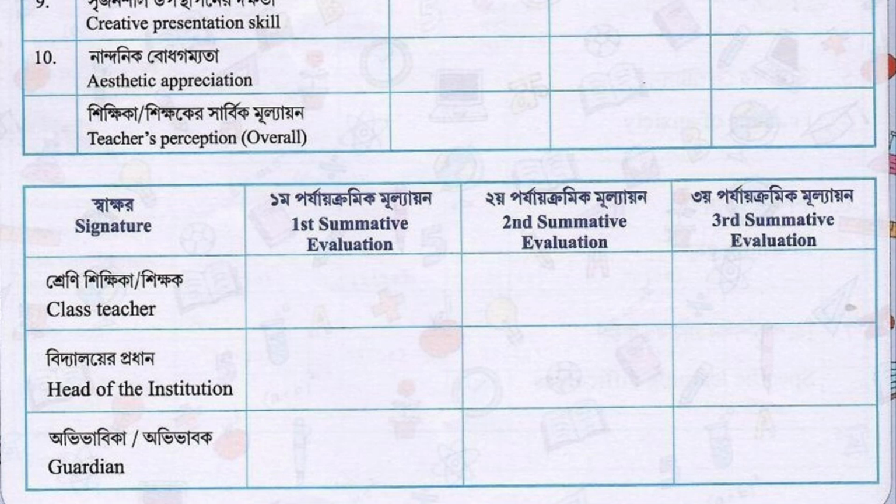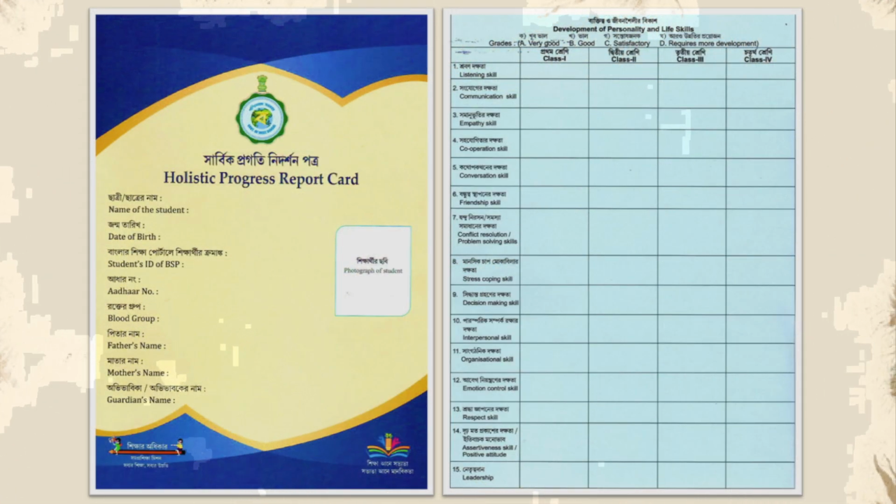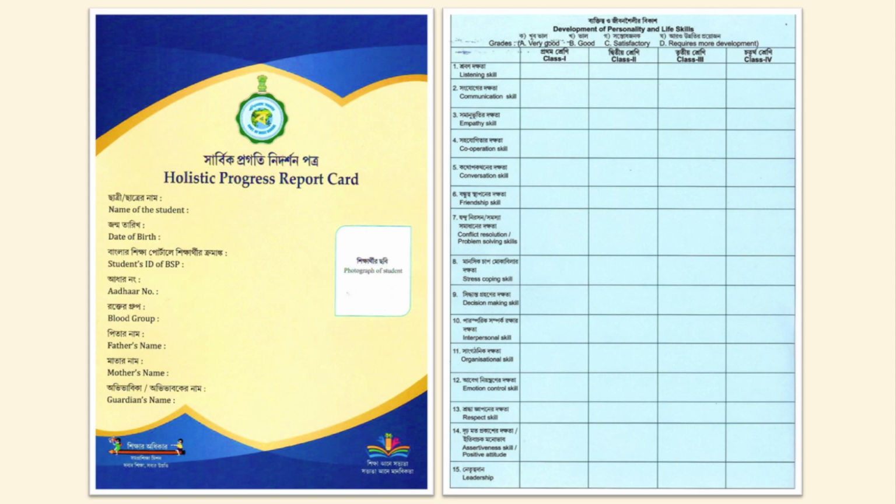At the end of this, there is a space for the class teacher's signature, head of the institution's signature and guardian's signature. This confirms that all parties are aware of the student's progress, a great way to maintain transparency and communication. So, that is the basic structure of this Holistic Progress Report Card. It is more than just marks. It's a 360-degree review of a child's journey, their strengths, challenges, emotions, creativity and learning.